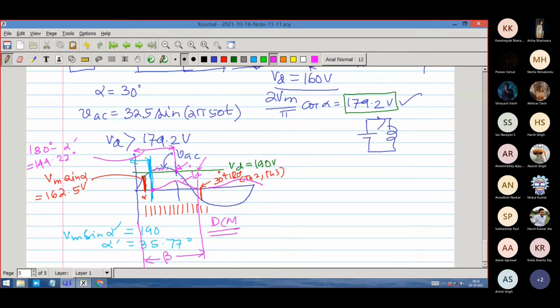Sir? Yeah. Can you sketch the V-rect also? V-rect? Yes, V-rect.